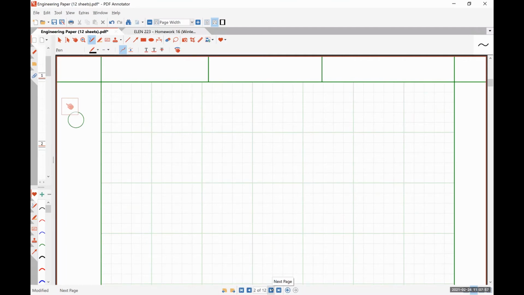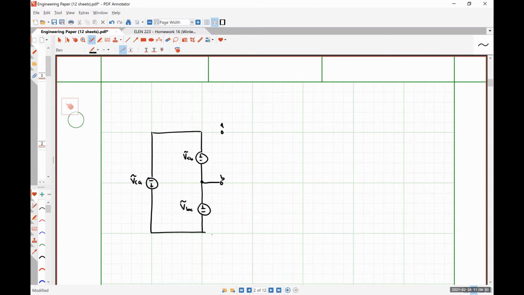So we have a delta connected source. So let's start here and say that this is VAB. This is VBC. This guy is VCA. Here's our terminal A, B, and C for our source. So I've got our delta connected source taken care of.